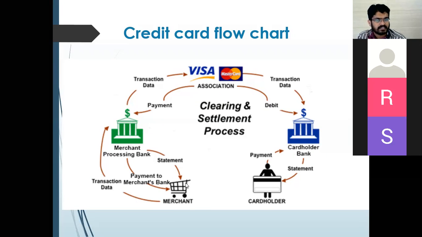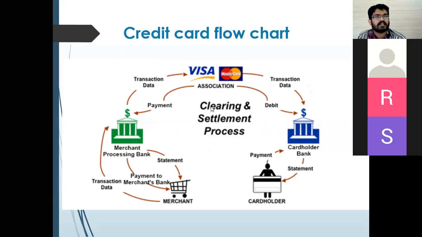So this is what happens. Shopping is done, transaction data is sent to the acquirer. Acquirer is the bank of the merchant. From there it goes to the association. From the association it goes to the issuer. From the issuer it goes to the card holder. Then while making the payment, the card holder makes the payment to the issuer.